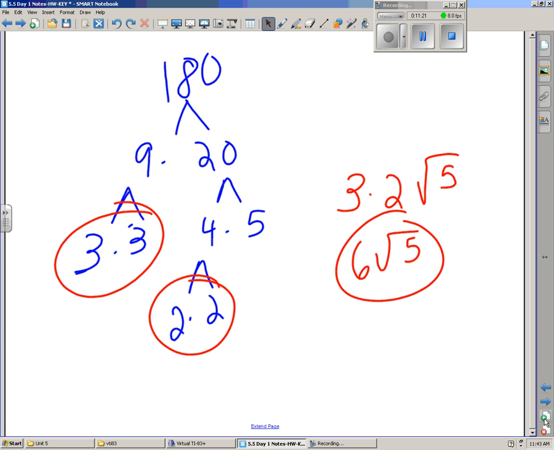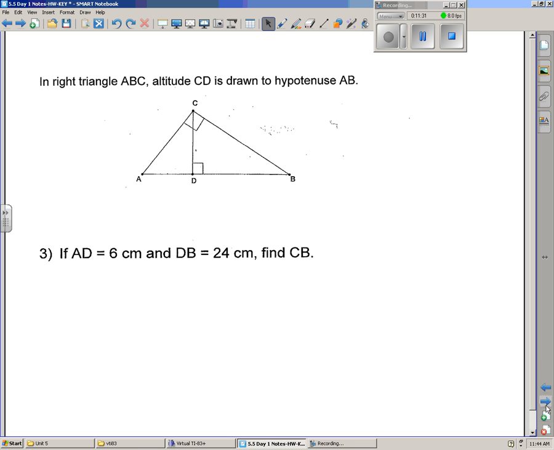Again, not sure how you do square roots. I don't like the factor trees as much as I like it the way that I did it with the largest perfect square. Let's get the last one done. We still have 6 and 24. And now we're looking for CB, which is Y.